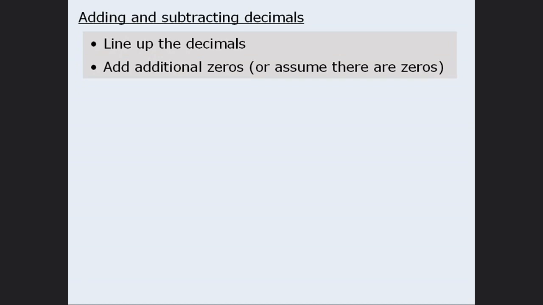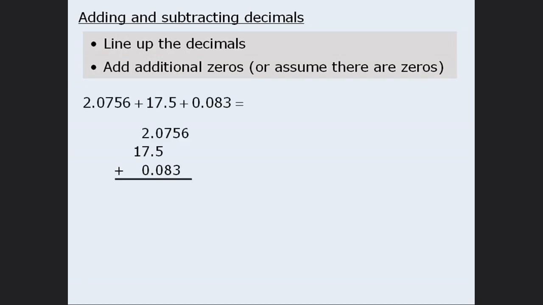So for example, to find this sum, we first line up the decimals vertically. Then, to make it easier to add our digits, we might add some extra zeros here. And at this point, we can add the digits, being sure to keep the decimal place in the same location.